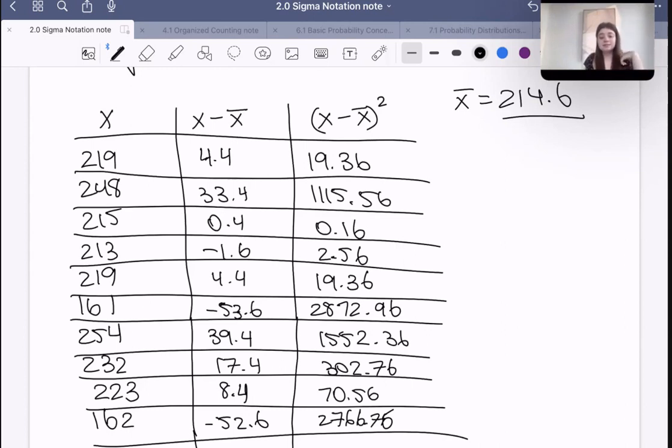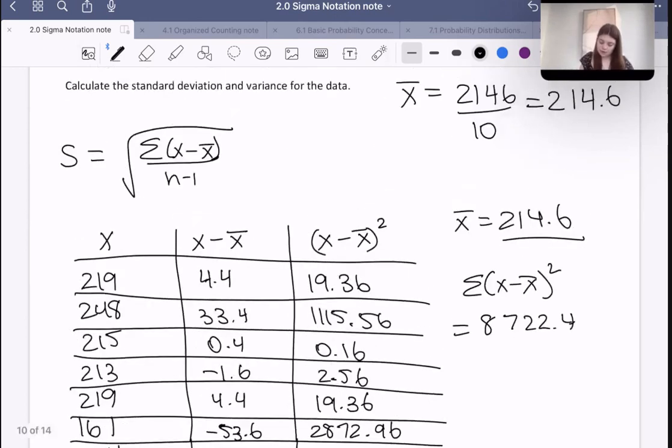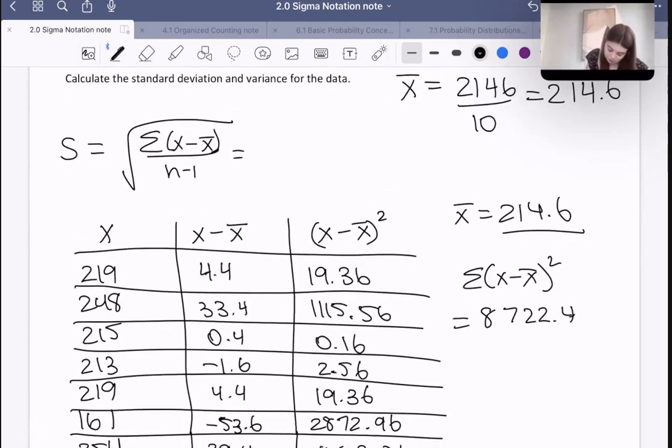We did it. All right, so next what are we going to do? We are going to add up all of these values. So what's our total of all of these values? It's going to be 8,722.4. Okay, so now let's put that back into this equation up here and say that we have 8,722.4, divide by 9, and then let's take the square root of that.